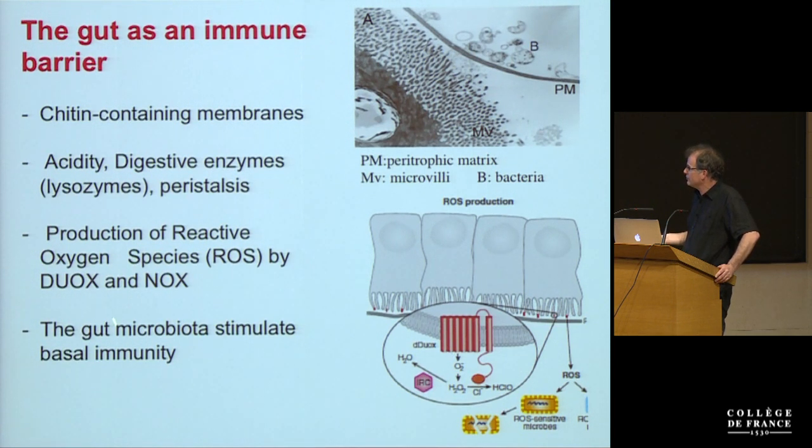Finally, I just want to mention that the fly has also a gut microbiota. It is a bit more inconstant because there is a constant transfer of the microbe from the outside to the inside, and it has been shown that this microbiota affects the host-pathogen interaction because it stimulates basal immunity.